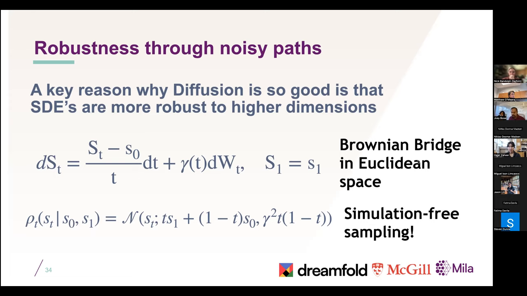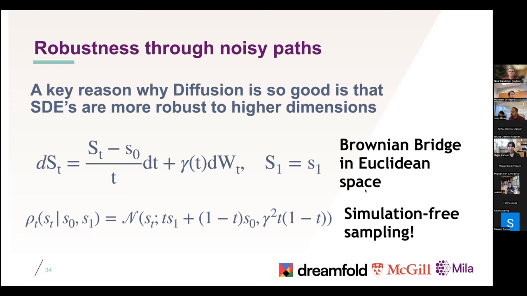In Euclidean space, this Brownian bridge is given to you by this SDE over here, where you have S_t minus S_0, where S_0 is your starting point, divided by t. So this is almost the vector field direction, or your drift direction. And then you add some sort of scaled Gaussian noise, or Wiener process. You add this additively until you reach S_1, which is terminal time, and you start from S_0.